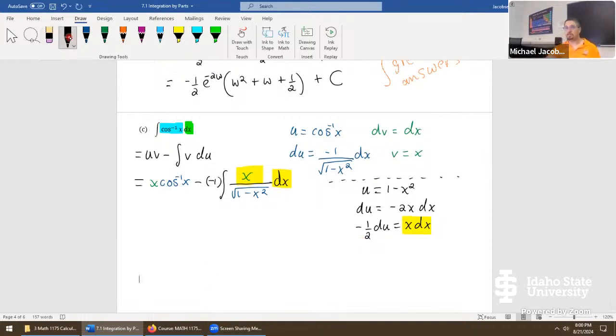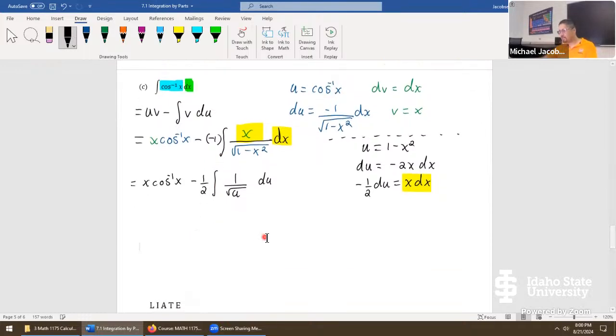So putting it all in, the next step is a lot of copying. x cosine inverse x. From here, I have a positive sign, but I'm also going to throw in this negative 1/2. So it's going to go negative 1/2, integrate. The x dx are gone. They're becoming du with that negative 1/2 put in. And now it's 1 over square root u altogether. So once we solve this, the whole problem is complete.